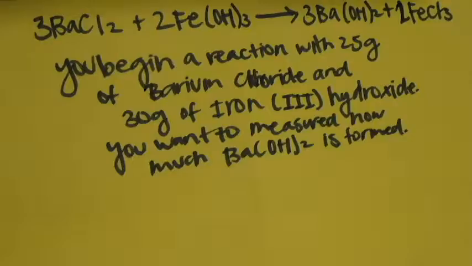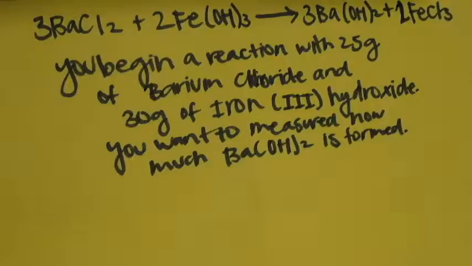In this double replacement equation, barium chloride is added to iron hydroxide to yield barium hydroxide and iron chloride. You begin a reaction with 25 grams of barium chloride and 30 grams of iron hydroxide. We want to know which is the limiting reactant, how much barium hydroxide we expect to produce from each reactant, and how much excess reagent is left over after the reaction is complete.